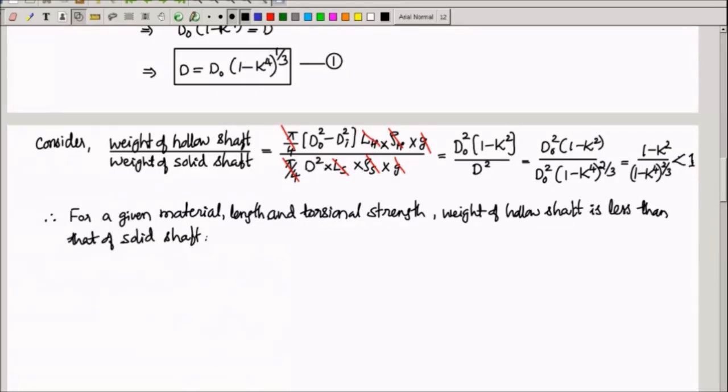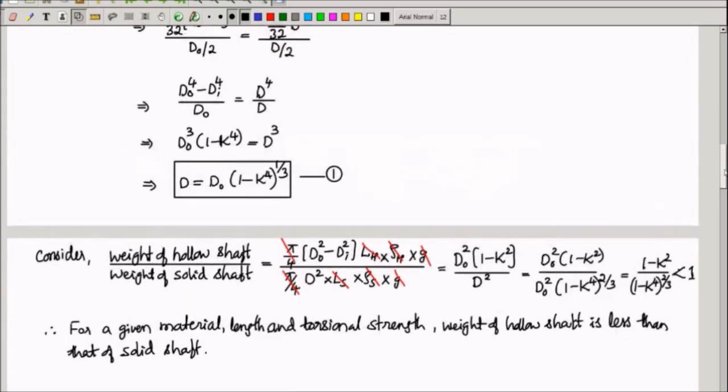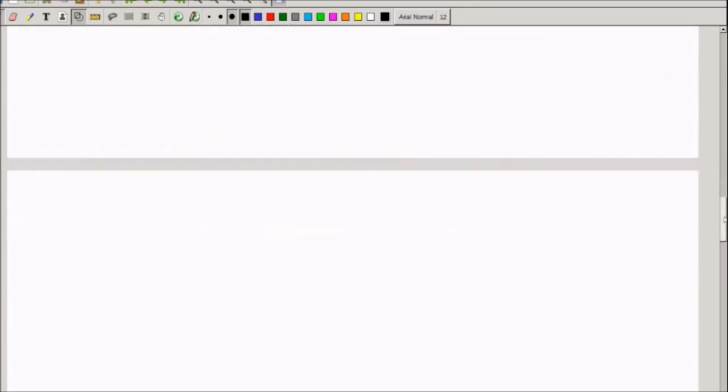Now here we have considered two shafts of equal torsional strength. We can also consider equal torsional stiffness. That is another heading. I will do that here.